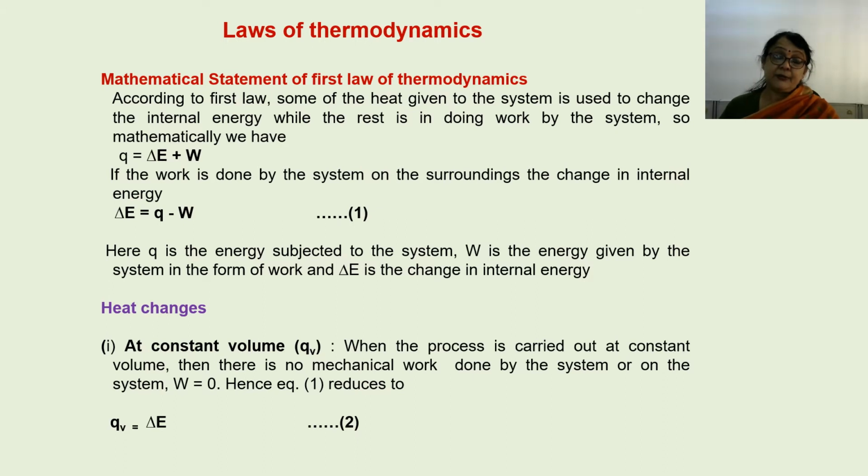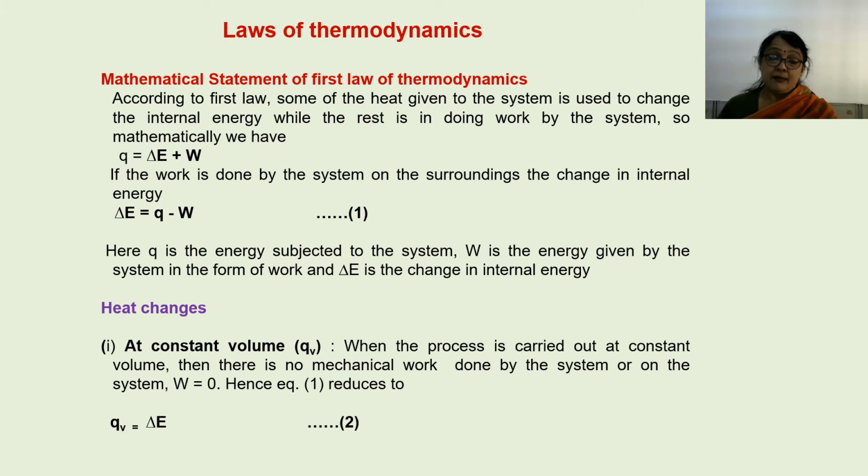Here, Q is the heat energy subjected to the system, W is the energy given by the system in the form of work, and del E is the change in internal energy. If the work is done by the system on the surroundings, the change in internal energy can be given by the equation del E is equal to Q minus W.